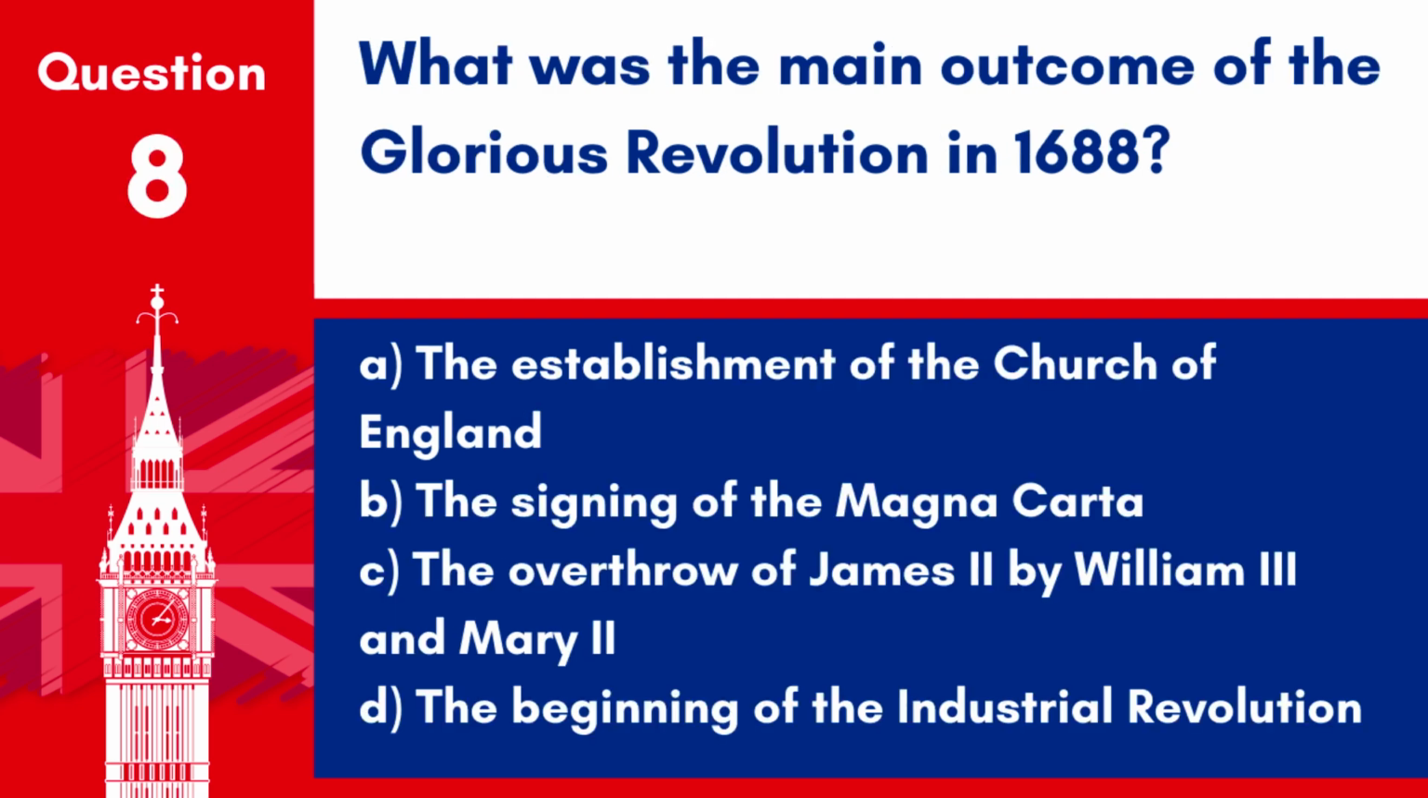Question 8. What was the main outcome of the Glorious Revolution in 1688? A. The establishment of the Church of England, B. The signing of the Magna Carta, C. The overthrow of James II by William III and Mary II, D. The beginning of the Industrial Revolution. Answer: C. The overthrow of James II by William III and Mary II. The Glorious Revolution resulted in the deposition of James II and the ascension of William III and Mary II to the throne, securing Protestant rule.